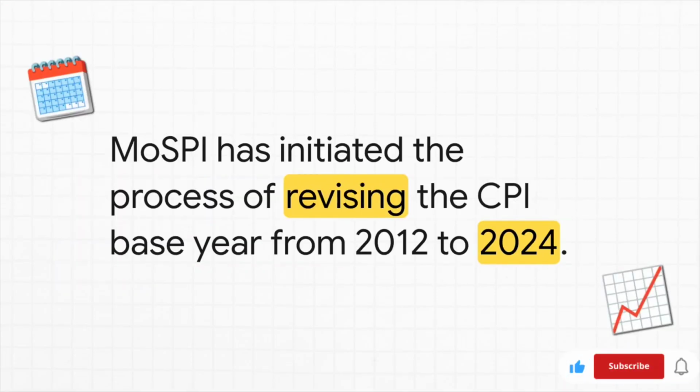And here is a super important update for your exams. You gotta know this. The base year is being revised from 2012 all the way to 2024. Now, this is a huge deal. It's designed to make sure the CPI basket reflects what people are actually buying today, not what we were all buying more than a decade ago.